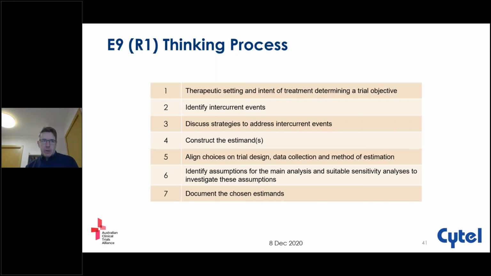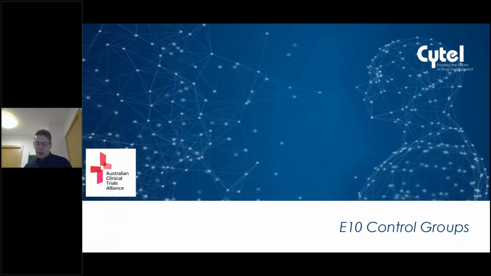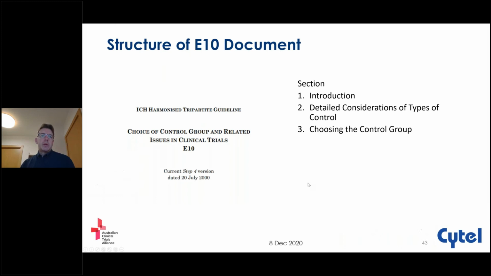Okay, so there we are. That's the ICH E9 revision 1. I'm now going to move ahead and just talk about 2 relatively small ICH documents that are nonetheless quite important. The first one is E10, choice of control groups. The current version is dated 2000, which is a long time ago now. But actually the choice of control group documentation has again stood the test of time.